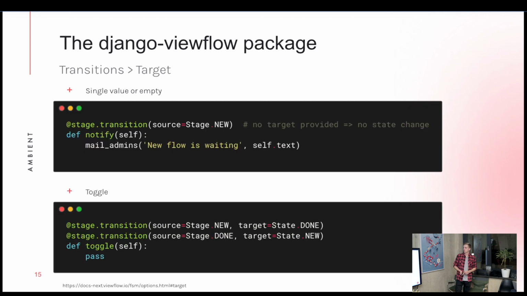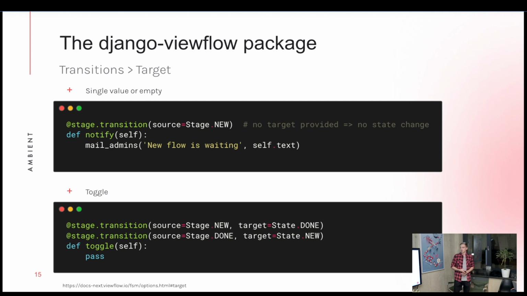As I already mentioned, we also have targets. Targets can either be a single value or empty. As you can see in the first example, we have no target defined, which basically means this could be like a side effect to our objects. So we just say, if our object is in the status new, then we can call this transition, we can call notify, and then in this case an email will be sent, but the status does not change. There is no target.